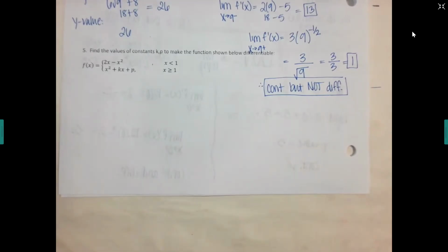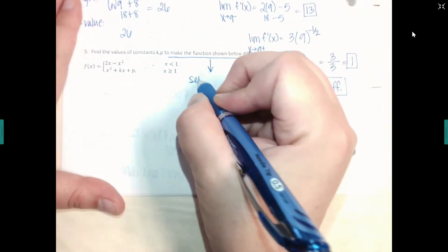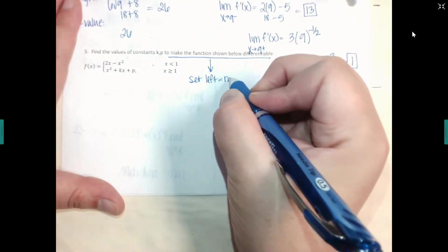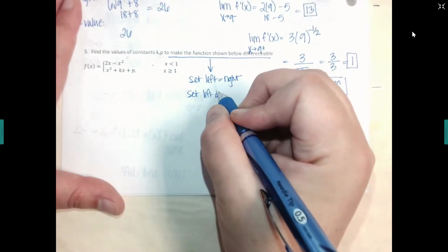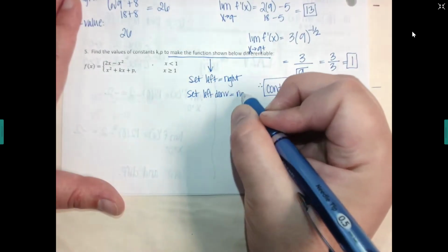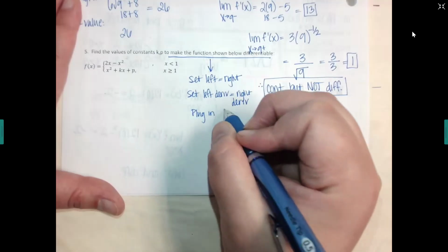Do you remember when we did continuity that we learned how to check if it's continuous, and then we said find the constants to make it continuous? Do you remember that? Okay, we're going to do the same thing with differentiability. You learned how to check if it's differentiable. Now we're going to make it differentiable. So I'm going to give you the steps, then we're going to do it. If you want to make it differentiable, you're going to set the left equal to the right. And then you're going to set the left derivative equal to the right derivative. And then you're going to plug in the breakpoints and solve.